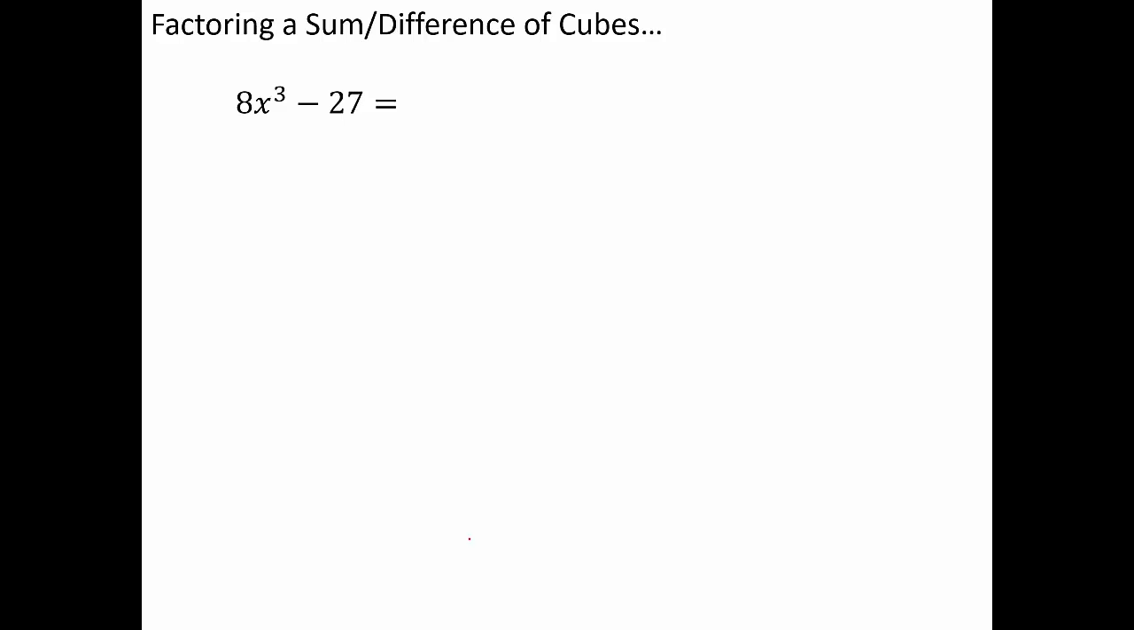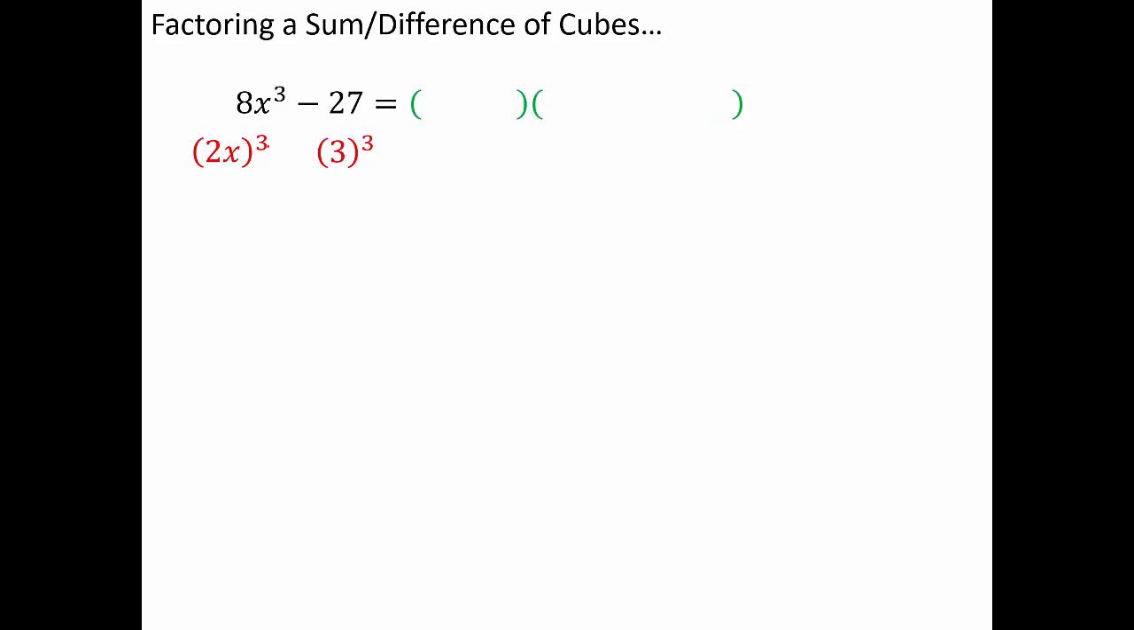So 8x cubed minus 27, I recognize this as a difference of cubes. 8x cubed would be 2x times 2x times 2x, or 2x cubed. 27 is, of course, 3 cubed. So now I'm going to go to my double bubble, but I'm going to remember the structure of a difference of cubes is that the first bubble has 2 terms, and the second bubble has 3 terms.